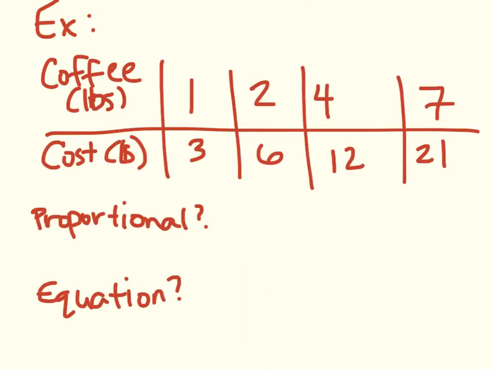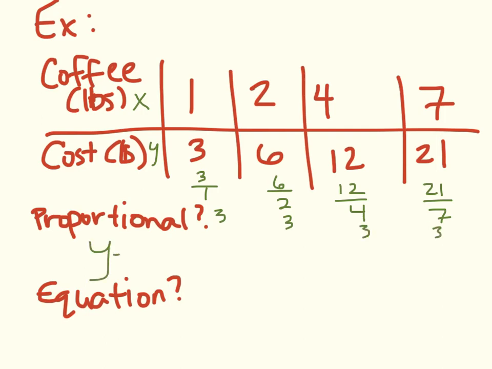So let's look at an example. I have coffee and the cost, and I want to know, is the amount of coffee proportional to the cost of the coffee, how much I have to pay for it? So I'm going to do y over x. In a chart like this, we always assume the top is x and the bottom is y. So I say 3 over 1, 6 over 2, 12 over 4, 21 over 7. This gives me 3, 3, 3, 3.